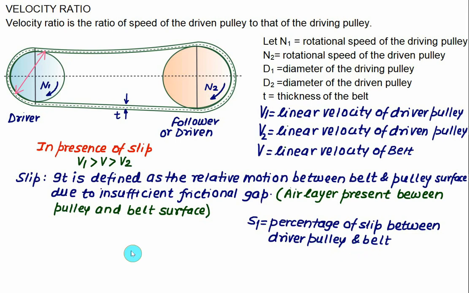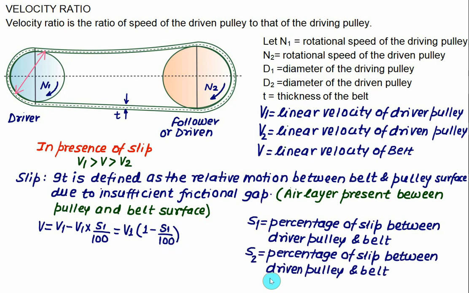In that case, we can calculate the linear velocity of the belt as V is equal to V1 minus V1 multiplied by S1 divided by 100. That will be the same as V1 times (1 minus S1 divided by 100), where V1 is common. Now the speed of the belt is higher as compared to the driven pulley.